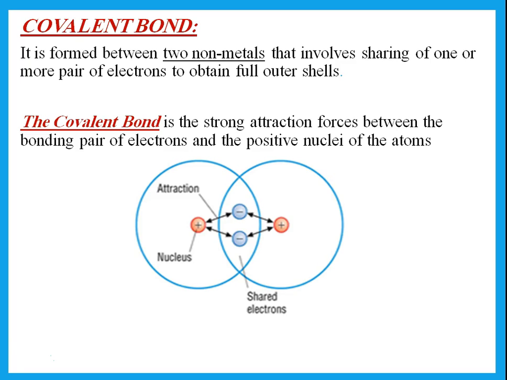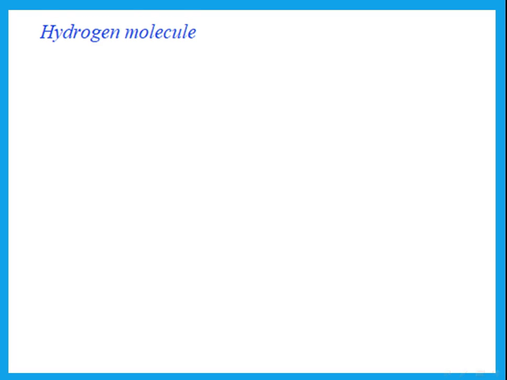So remember that the covalent bond is actually the attraction between the bonding pair of electrons, the shared electrons, and the positive nuclei of the atoms. And this happens only when we have two nonmetals together. So if we're trying to write dot and cross diagrams, remember, you need to know how to draw these dot and cross diagrams. Please sit down and practice them.